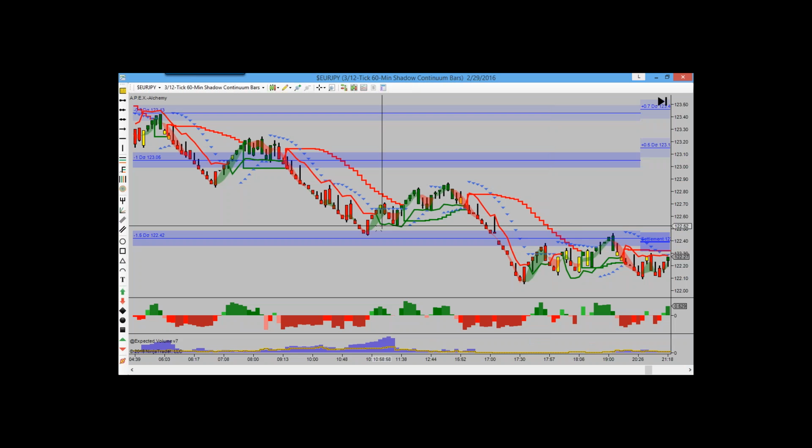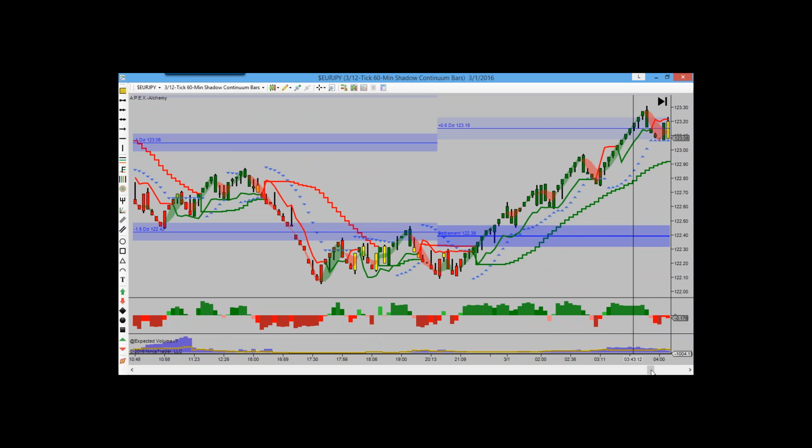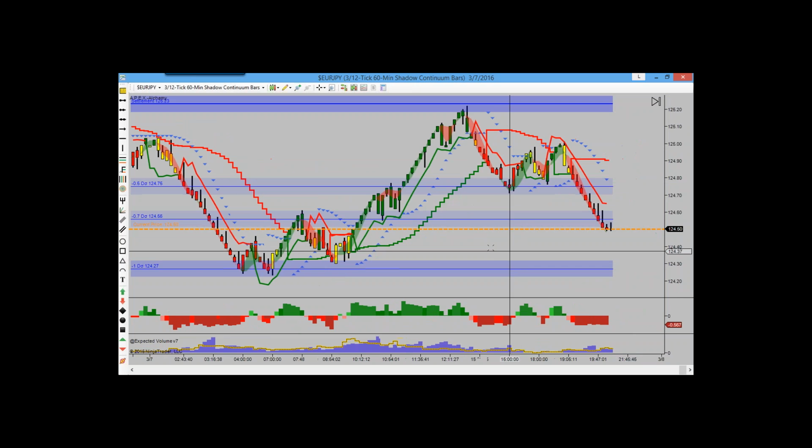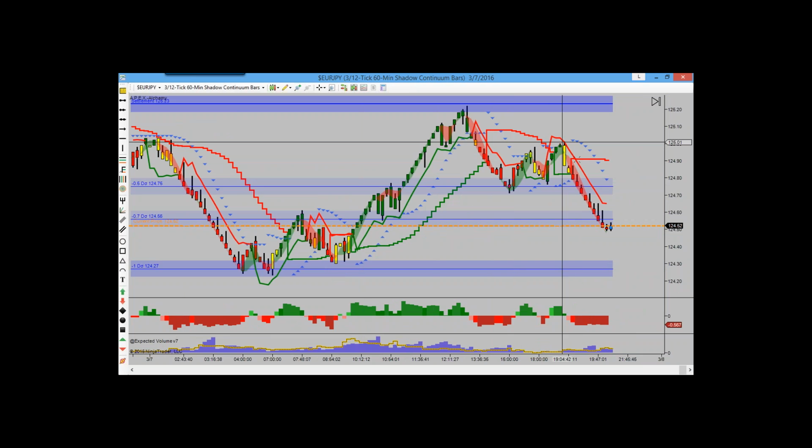Euro yen. Here's a little bit different system. This is what's called our alchemy system. It's also a directional trading system, which is very simple. This line comes over this line, makes an X, everything's red, we sell.